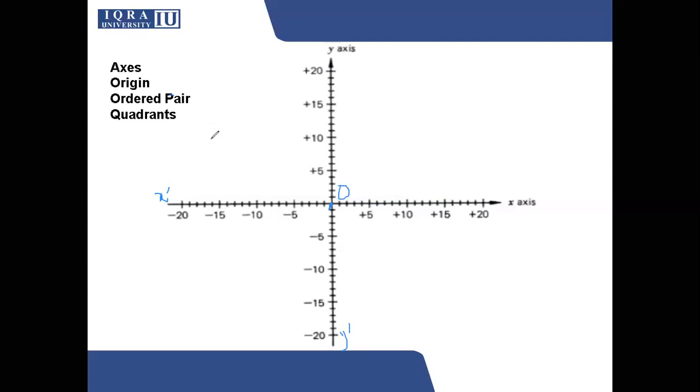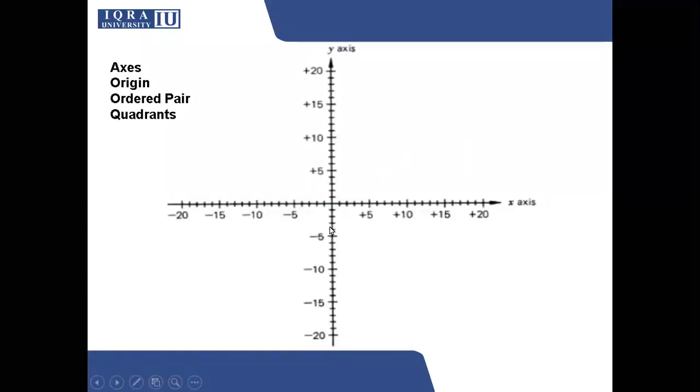Ordered pairs are used to give the precise location of a point. For example, something like this. The units on the x-axis and the y-axis give something like 6 comma 7. This is what an ordered pair is. This is also called coordinates, the coordinates of point A, B, C, whatever. And we then discussed quadrants. So this is basically a general rundown of the whole Cartesian plane.